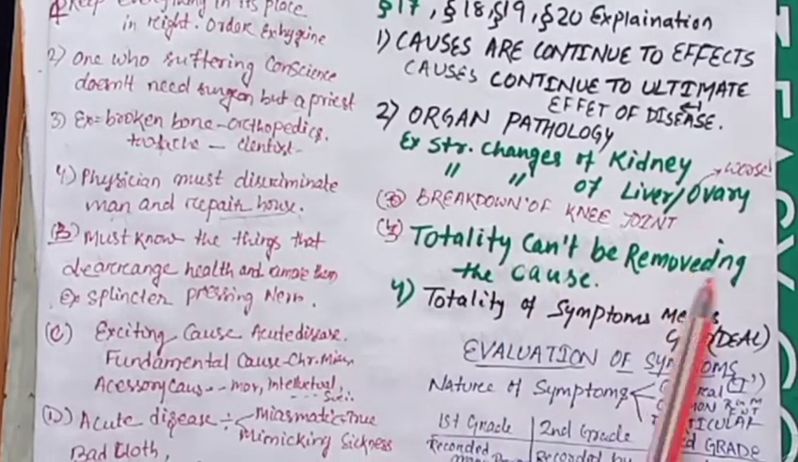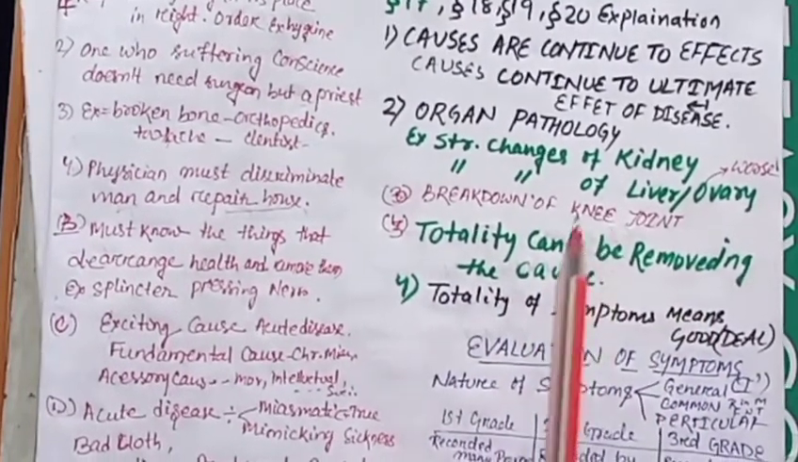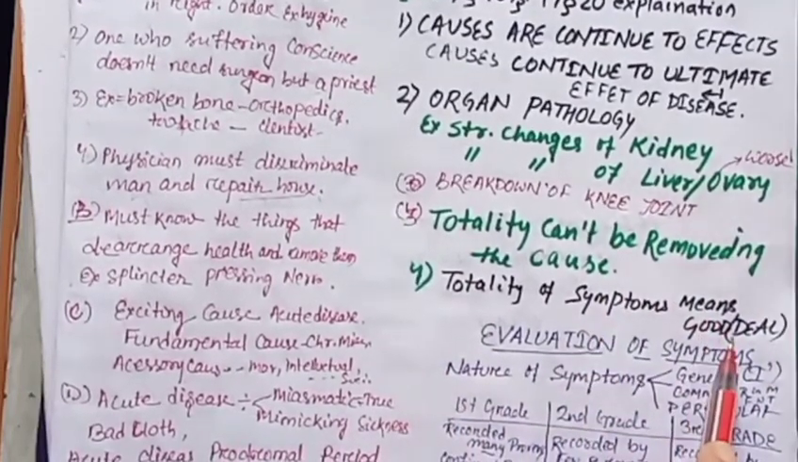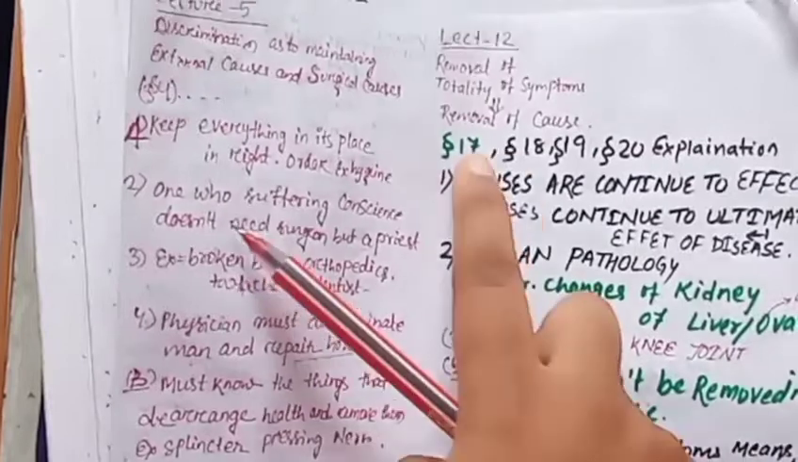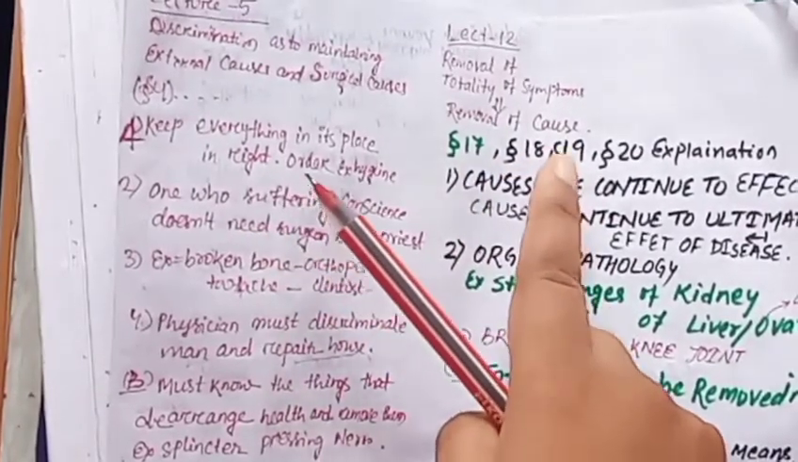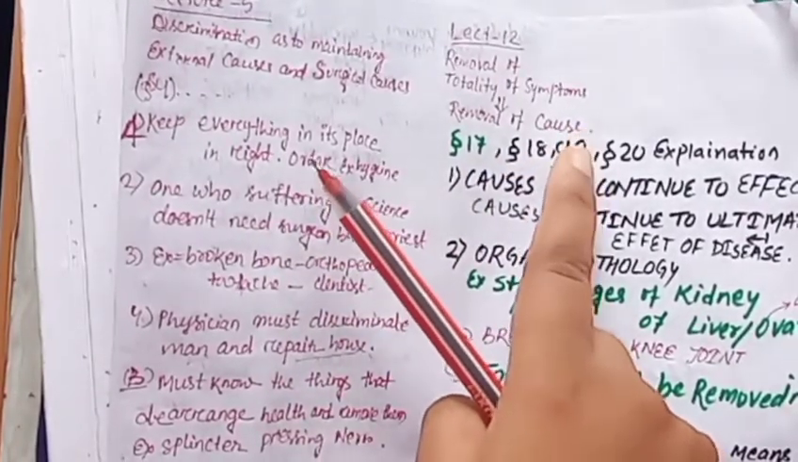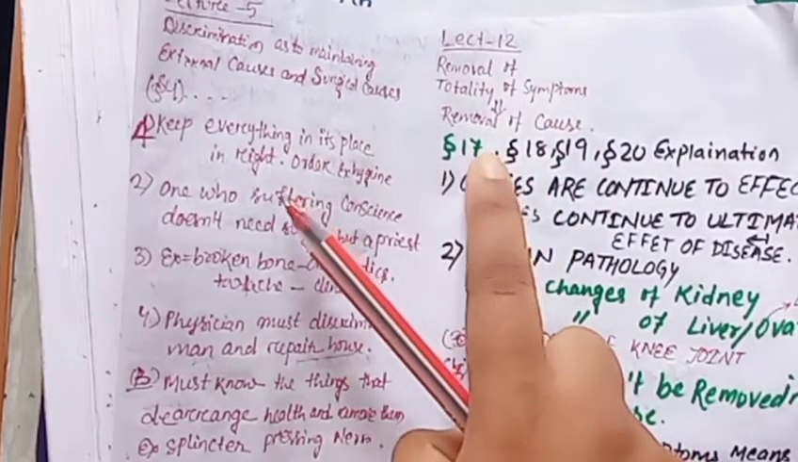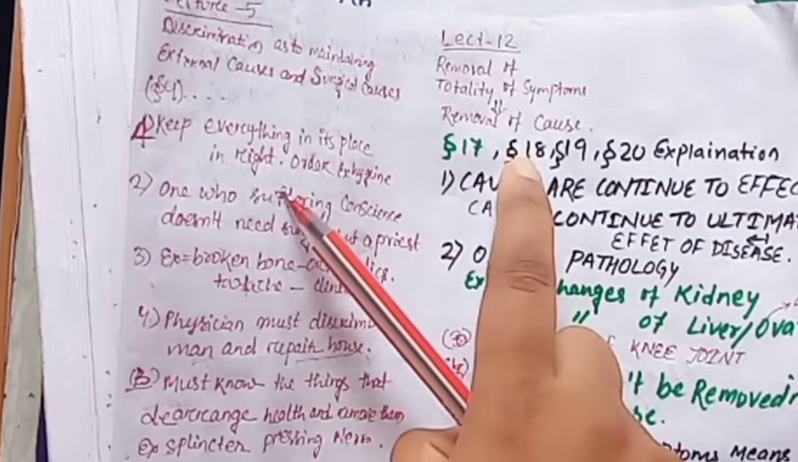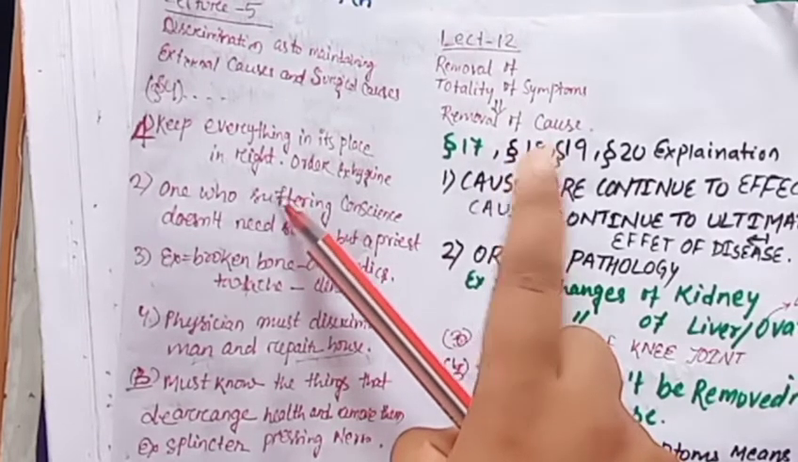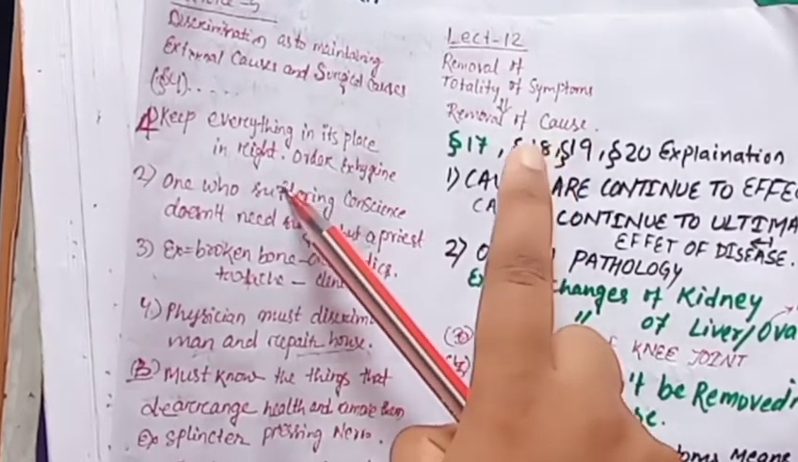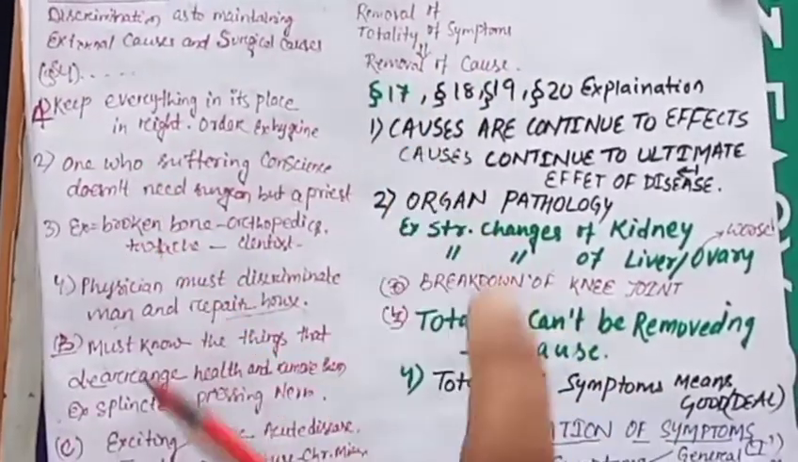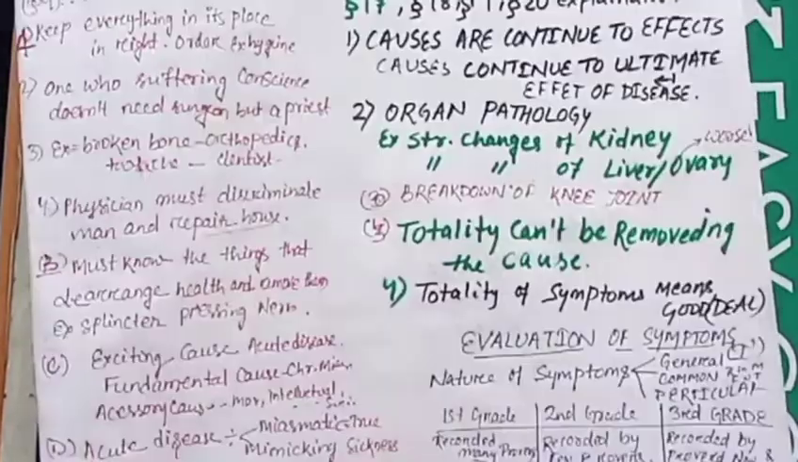Then the cause cannot be removed without the totality. Without knowing the totality, you cannot remove the cause. Totality of symptoms means a good deal. So in all these headings, with 17, 18, 19: Aphorism 19 is about how we cure, how to remove disease. Aphorism 17 is where it is written what the totality of symptoms is. Aphorism 18 also says how we choose a proper remedy, what is the sole indication for the choice of a proper remedy. All these aphorisms you should write under this heading.